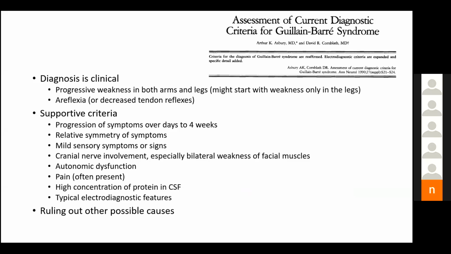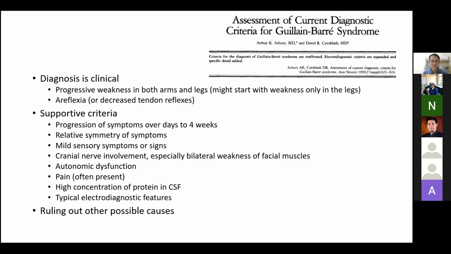The diagnosis is purely clinical. When a patient comes to you with progressive weakness in both legs and arms, and they are areflexic or have reduced tendon reflexes, these are cases that can be due to Guillain-Barré syndrome. Of course, there are other supportive criteria, where normally in Guillain-Barré syndrome, they will progress within the first 4 weeks, and they will reach a plateau, which is the most severe manifestation, within 4 weeks' time, and subsequently they will start to recover. So this is a typical presentation of Guillain-Barré syndrome.